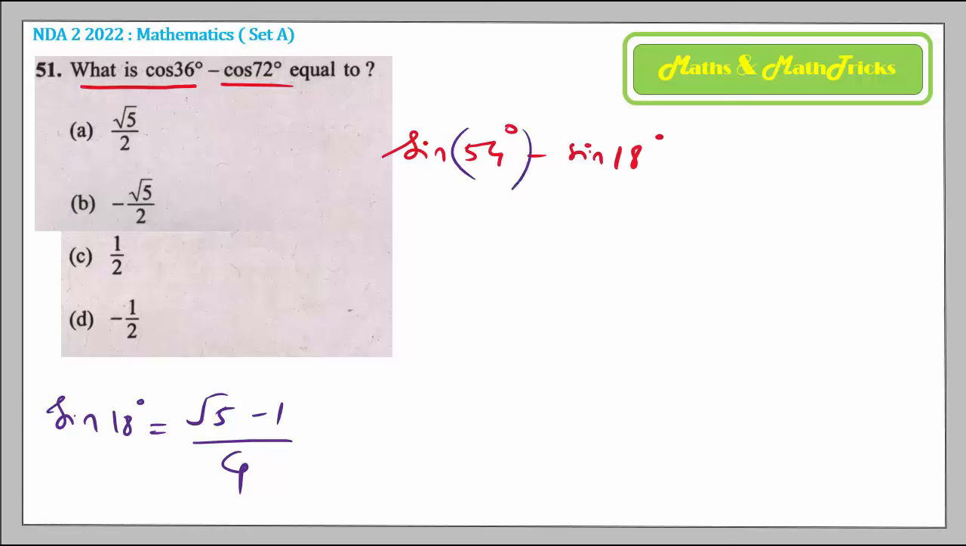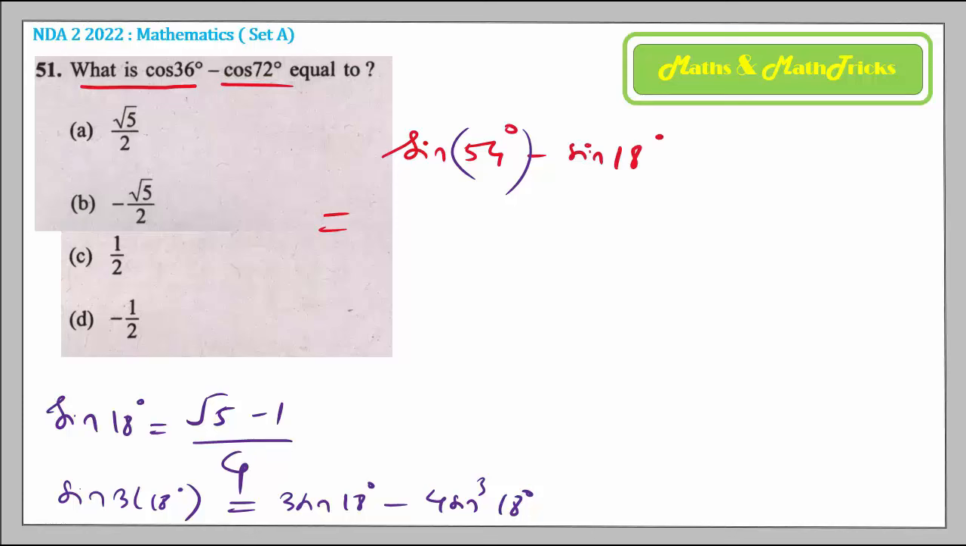And what is this 54? It's 3 times the 18, and sine 3 into 18 degrees formula, the sine 3 theta formula, which is 3 sine 18 minus 4 sine cube 18 degrees. So you have to solve this, you will get the answer very easily. Process based, calculation based. Alright.